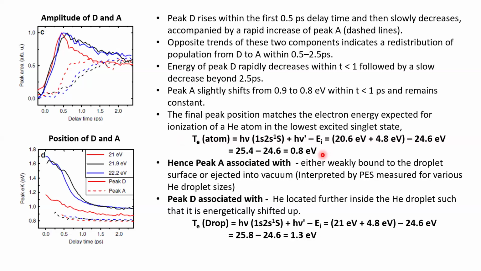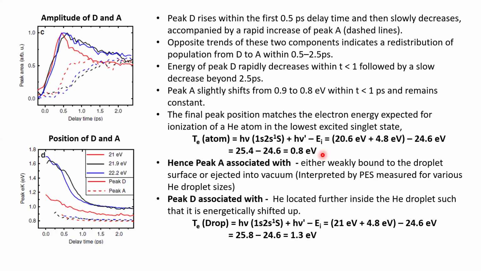And this peak A, according to this energy, is associated either with being weakly bound to the droplet surface, or it is ejected into the vacuum, which is interpreted by the photoelectron spectra measured for various helium nanodroplet sizes, which I'm going to discuss in the coming slides. And it is based on the time dependent density functional theory. So this was for the singlet state atoms.